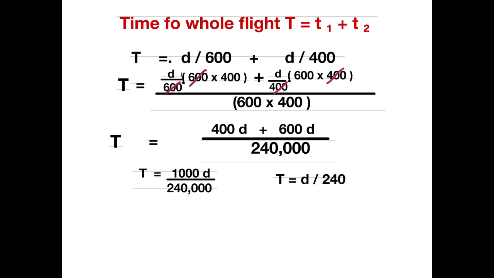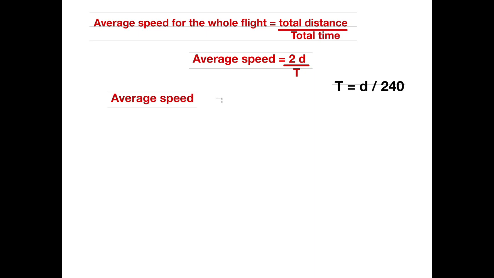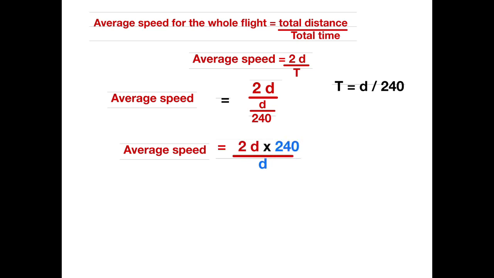Now, this is the total time for the whole flight. The capital T represents the time for the whole flight, which is equal to d by 240. Using the average speed formula, since we know the total distance is 2d and the total time is T, you can rewrite the equation as 2d divided by T. So let's plug in the value for T, which is d by 240. So it becomes 2d divided by d by 240. Now this 240 will go up according to the mathematics rule, so this becomes 2d multiplied by 240 divided by d.